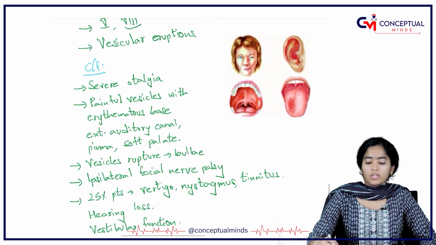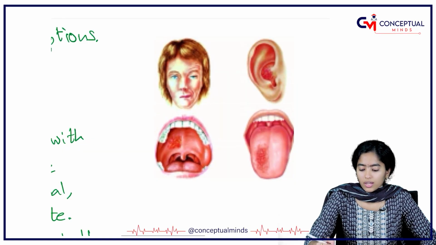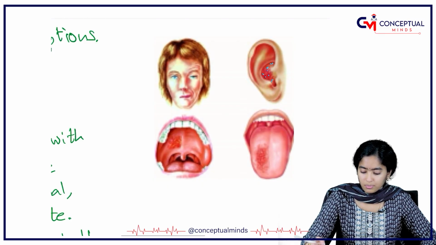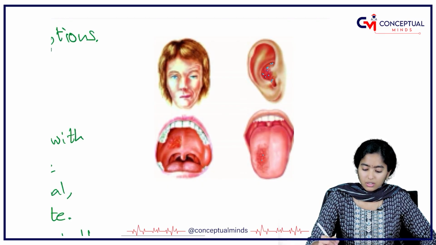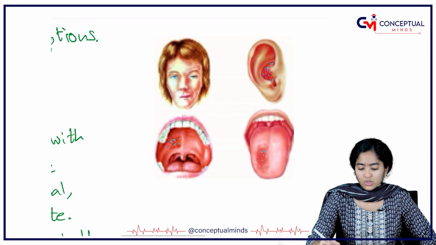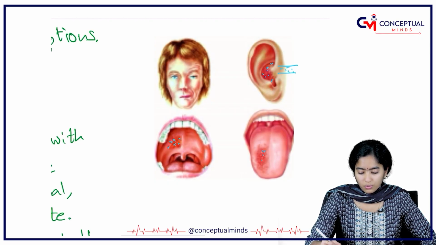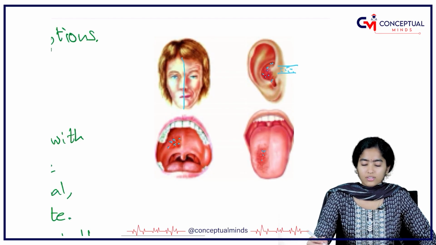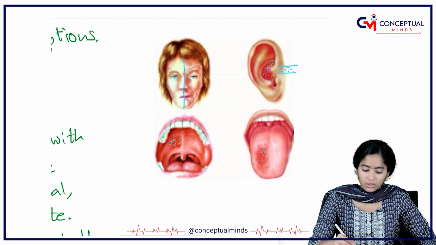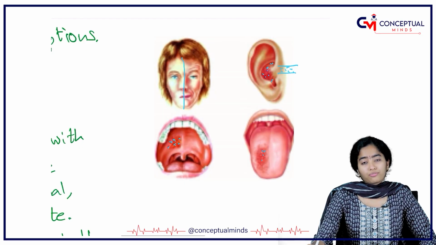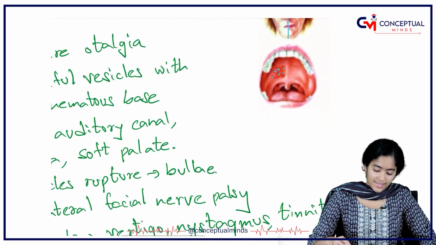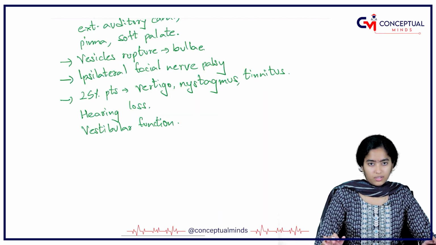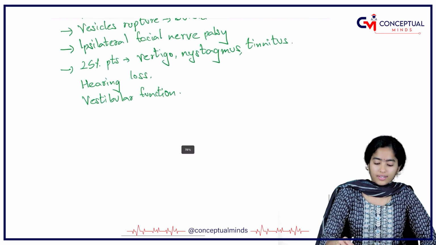To summarize all these clinical features, please look into this picture. You can see vesicles on the pinna. These are all the vesicles that are present. Vesicles are present on the tongue and on the soft palate. They are actually present in the external auditory canal also. And this is a picture showing ipsilateral facial nerve paralysis. On one side, there is deviation of angle of mouth, and all these features are seen, which are features of facial nerve palsy. These are the clinical features of herpes zoster Oticus.